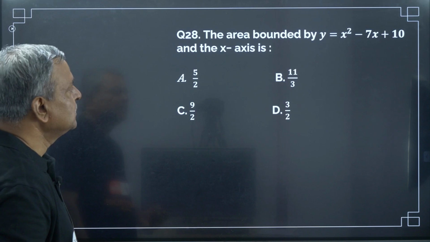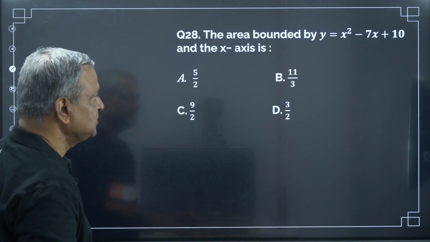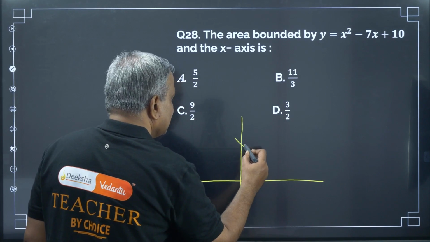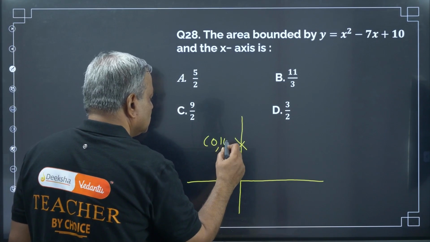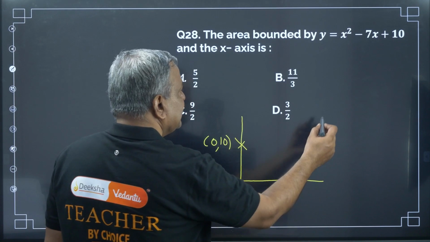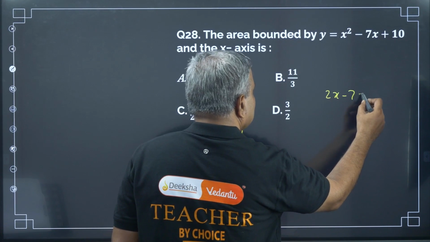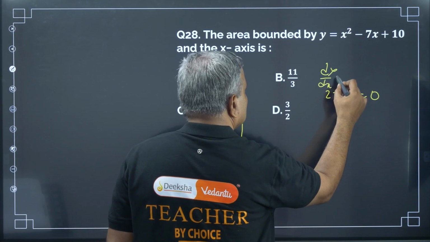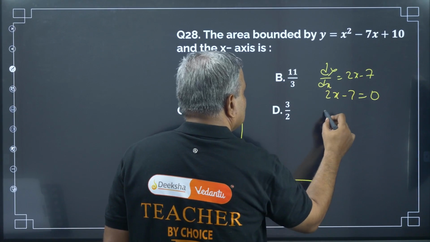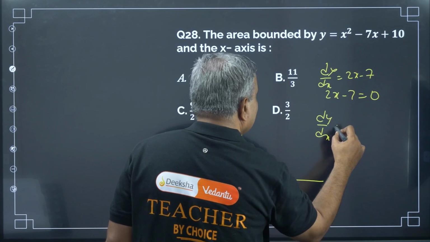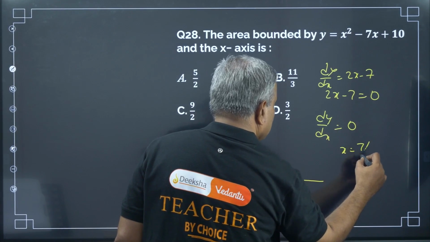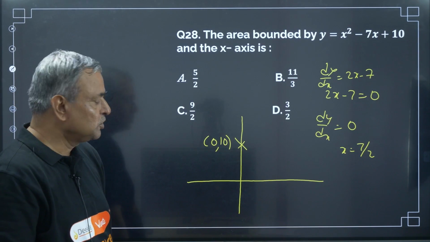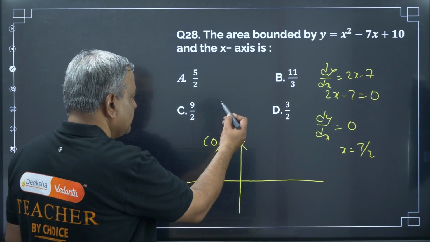Area bounded by x square minus 7x plus 10 and the x-axis. You see the graph, put x equal to 0, this gives y equal to 10. Clear? Find the derivative: dy by dx is equal to 2x minus 7, set it equal to 0. Why am I finding dy by dx? I will make you understand. x equals 7 by 2, at which you get a horizontal tangent.